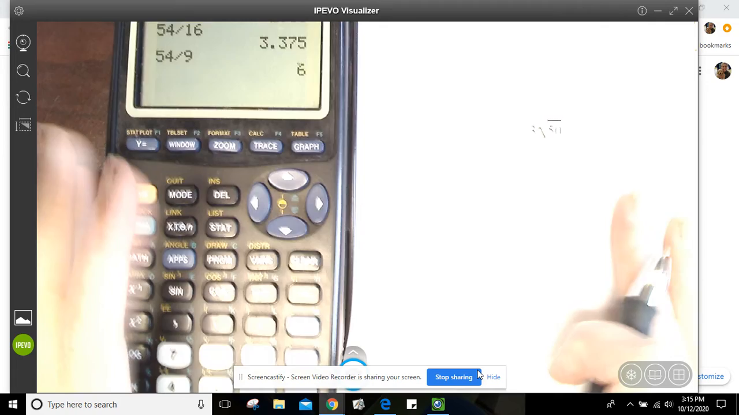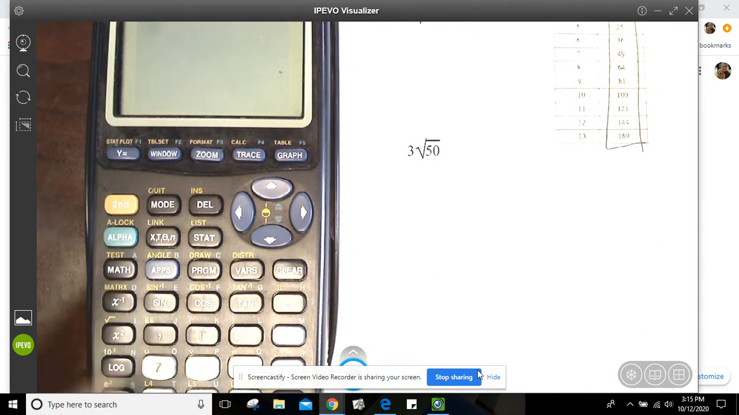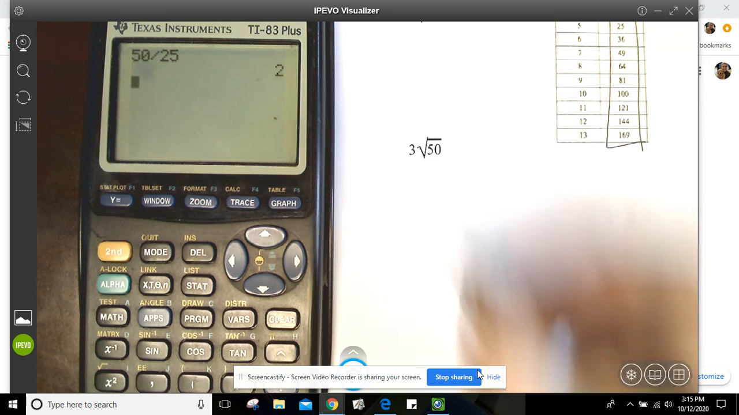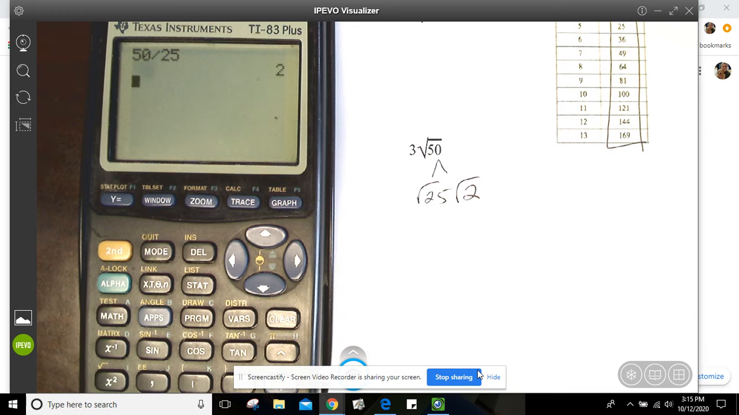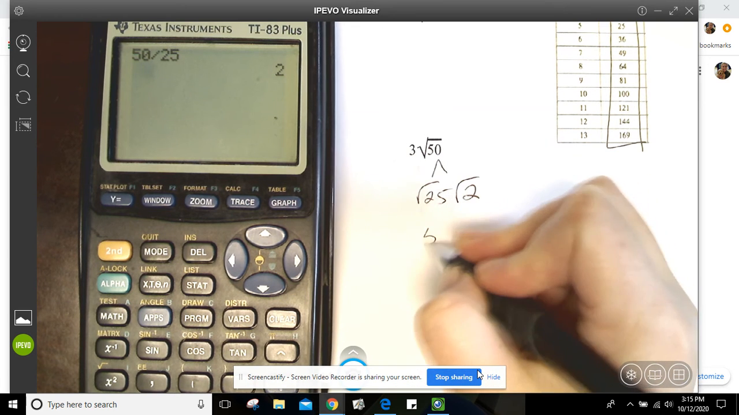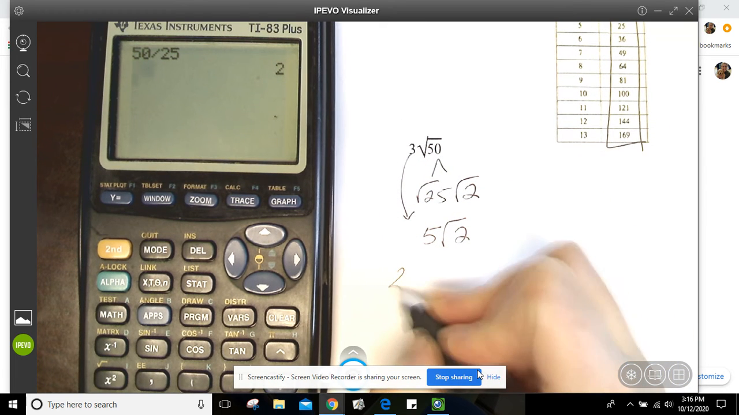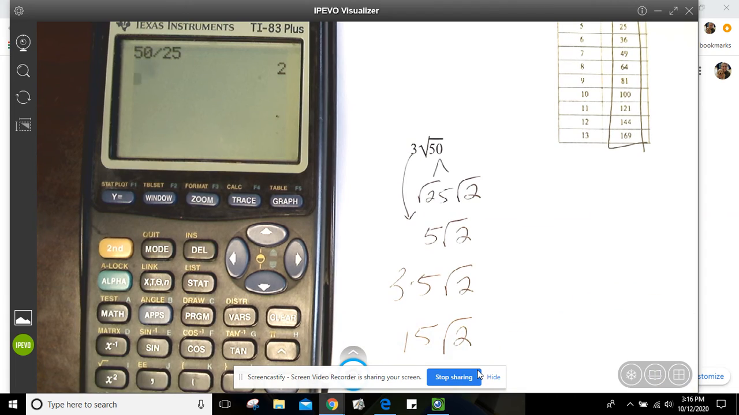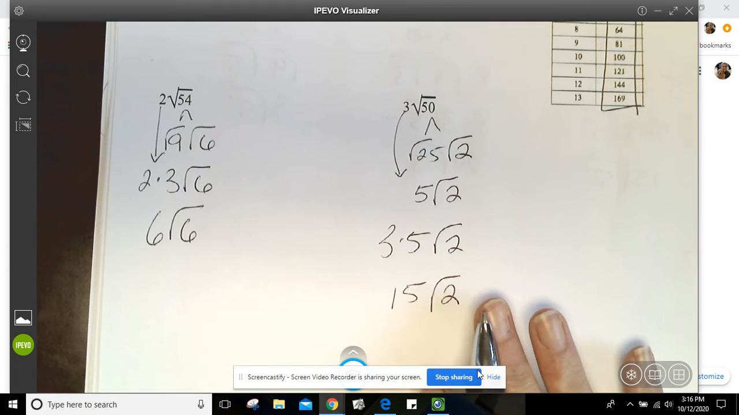And then for this one here, sorry, it's blurry. So 50, you'll get the gist of it. So hopefully you know 25 goes into 50. So 50 gets broken down as root 25 root 2. The square root of 25 is 5. And then don't forget this 3 to carry down. So it's really 3 times 5. So you should get 15 root 2. Sorry, it's blurry because of my calculator.